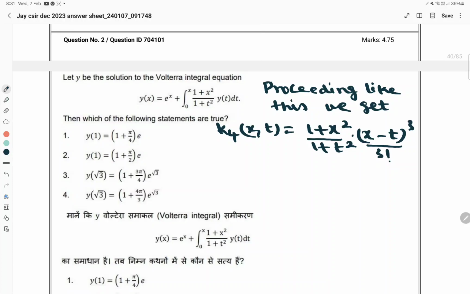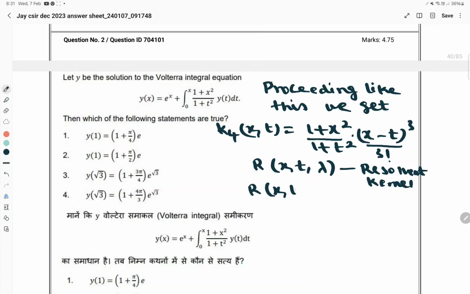Since I am going to use the resolvent kernel, we know very well that R(x,t,lambda), the resolvent kernel, can be written as summation m equal to 1 to infinity of lambda power m minus 1 times Km(x,t).